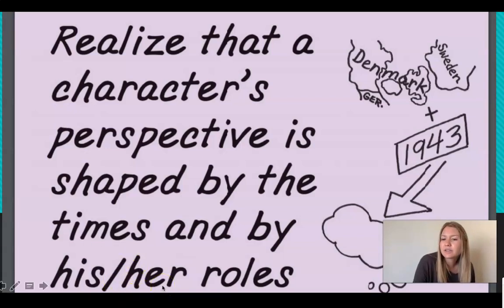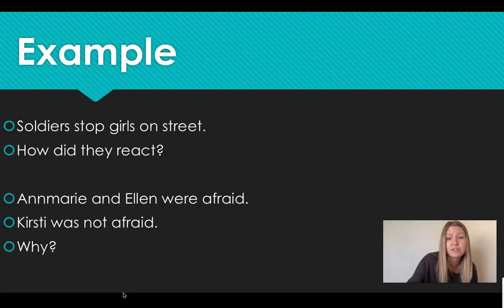And then their roles as well. Kirsty is a little bit younger than the other girls, so she probably also doesn't understand how scary the soldiers are. Anne-Marie and Ellen were alive when Denmark was invaded. They remember that time, and so they remember what it was like before. Kirsty doesn't remember what life was like before those soldiers were there. So that's kind of their different perspectives of that situation.